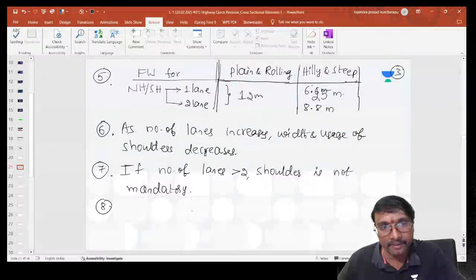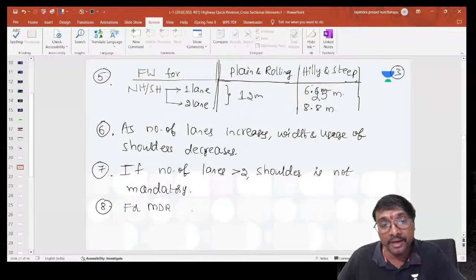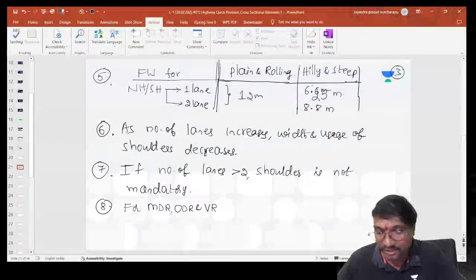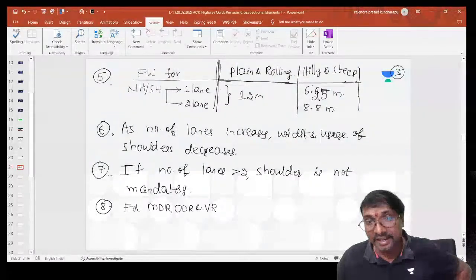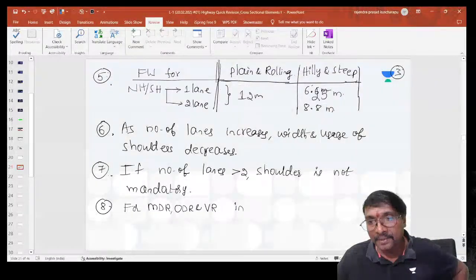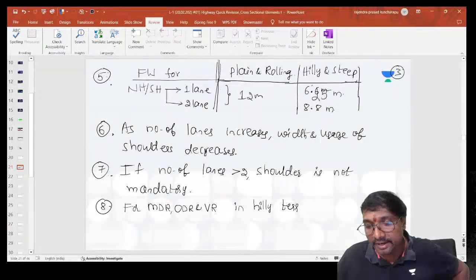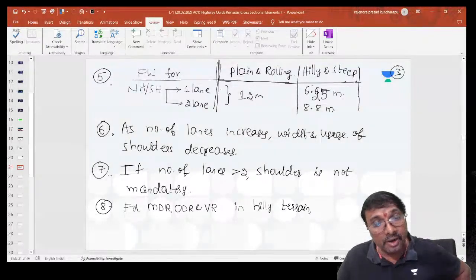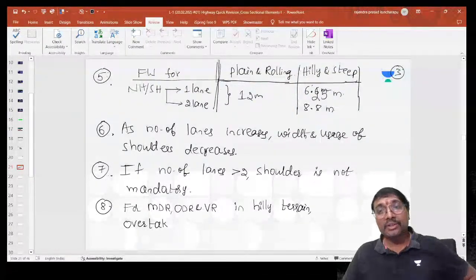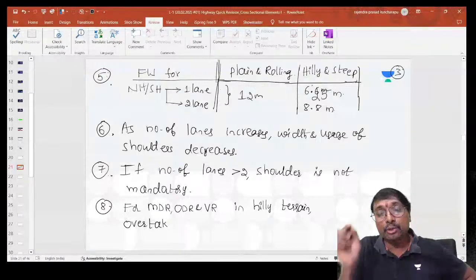Now, for a major district road, other district road and village roads, in case of hilly terrain, overtaking and crossing are not permitted. So that is why just an extra 0.5 meter width only will be provided, right?